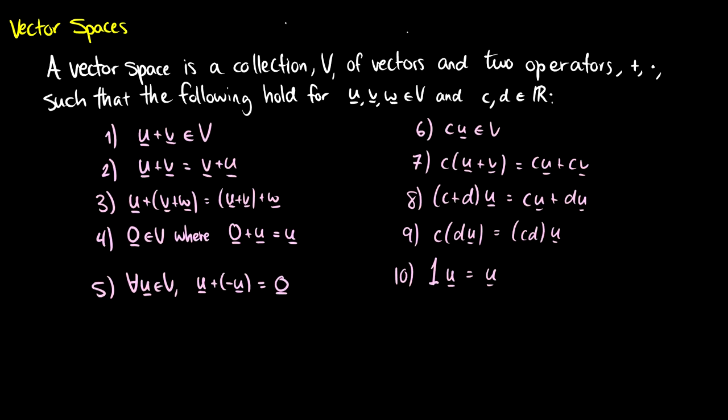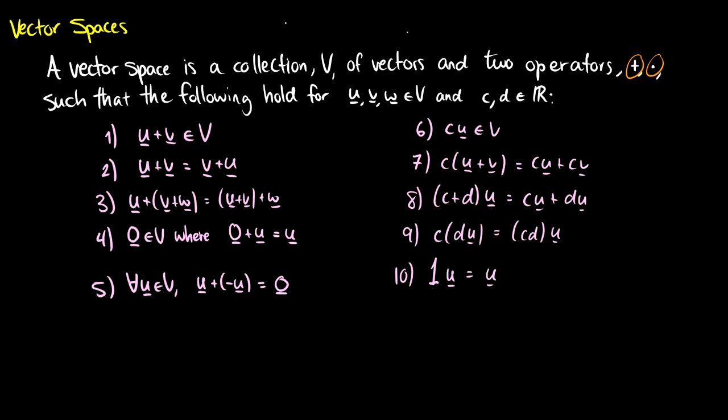Today we're going to introduce the first bit of our more abstract and proof-based math. So here are vector spaces. And we've been working with a specific vector space so far in the course. But what is a vector space? Well, a vector space is a collection of vectors and two operators. So this is the plus and multiplication, or the dot, such that the following hold for all vectors and all real numbers. So there are 10 axioms that have to be satisfied here.